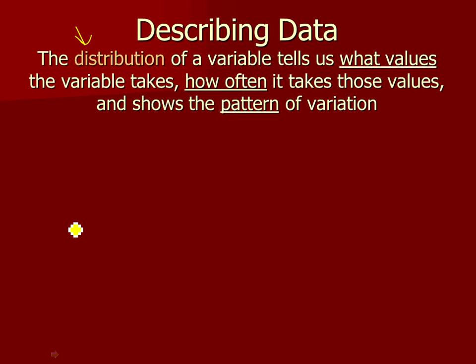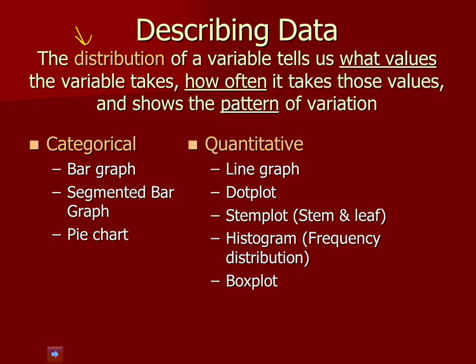Describing data. We say the distribution of a variable tells us what values the variable takes, how often it takes those values, and it shows the pattern of variation. That's just a fancy definition. You don't have to worry about it too much. We should remember from Unit 1 the 2 types of data we could have, categorical or quantitative. And these are all different ways to show the types of data. We're going to focus on the bar graph, the pie chart, the segmented bar graph, but really not too much today. We will talk about histogram next class, stem plot next class, and the other graphs in future classes.